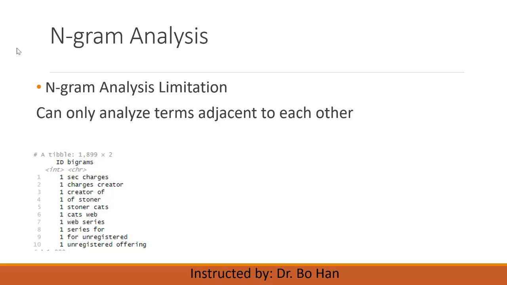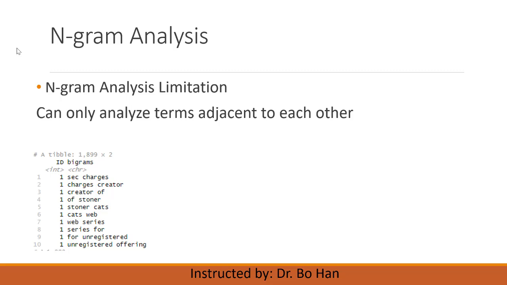In the previous lesson, I talked about n-gram analysis. For example, when we create the tidy text format, we can put either two terms as one token or three terms as one token in each row. This is called the n-gram analysis. But the n-gram analysis is facing a limitation. This analysis can only analyze terms adjacent to each other.